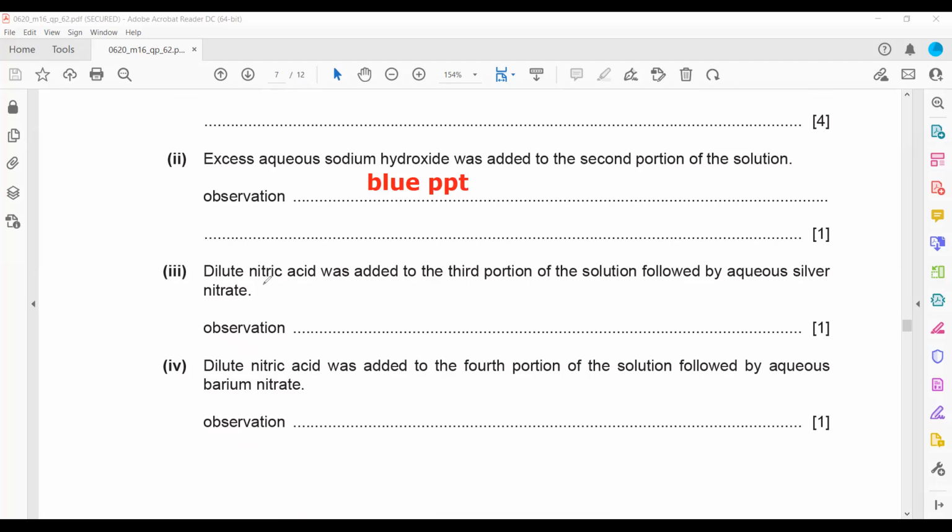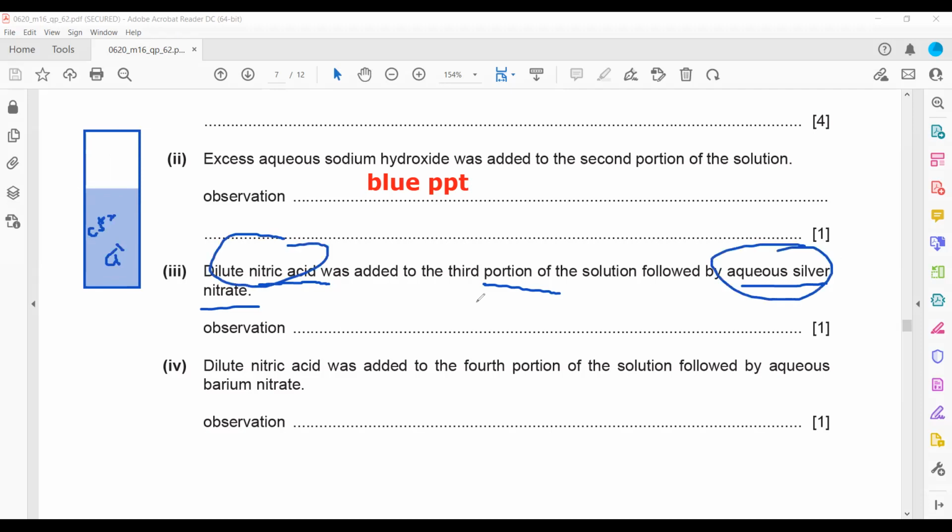Then dilute nitric acid was added to a third portion followed by aqueous silver nitrate. This is a test for halides, which can be done for chloride, bromide or iodide. So we have a salt solution which contains copper ion and chloride ion. This is a test adding nitric acid followed by silver nitrate, used to check the presence of chloride, bromide and iodide ions. If chloride ion is present, it will give a white PPT. If bromide ion is present, it will give cream color precipitate. If iodide ion is present, it will give yellow PPT.